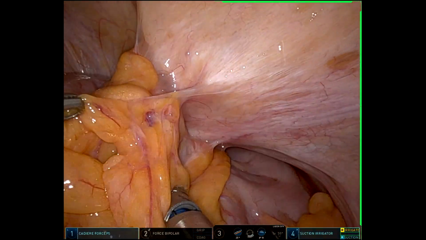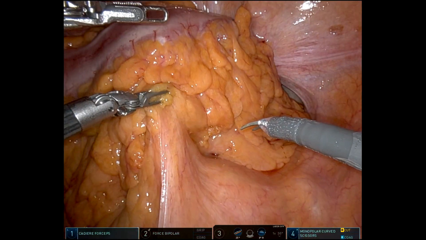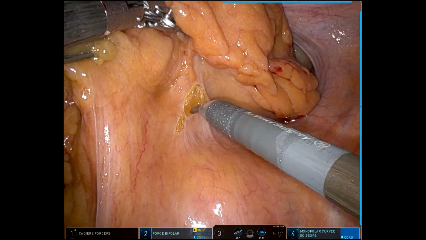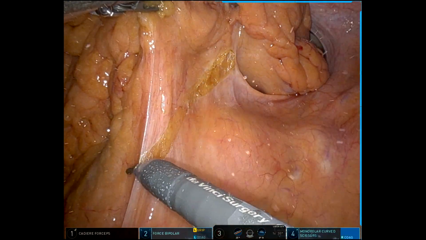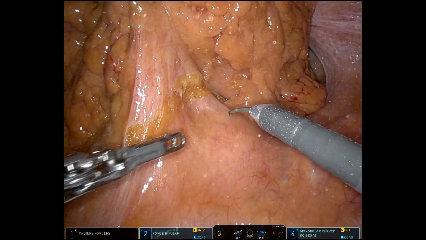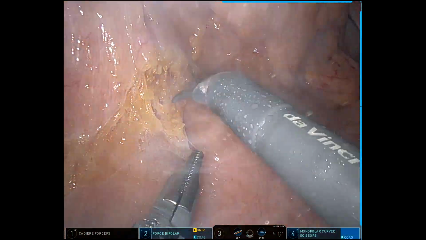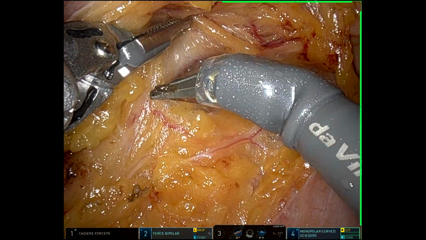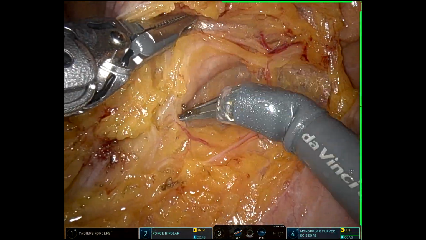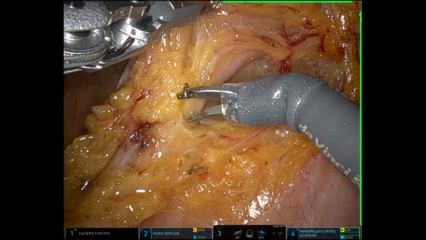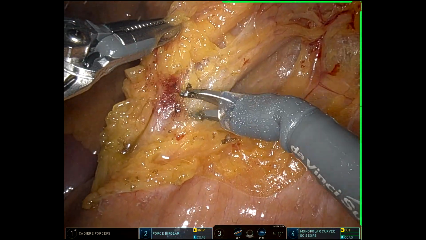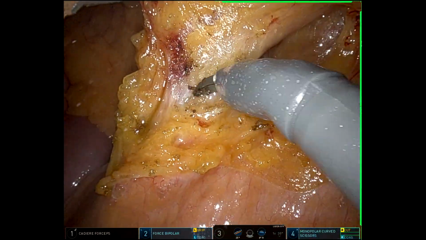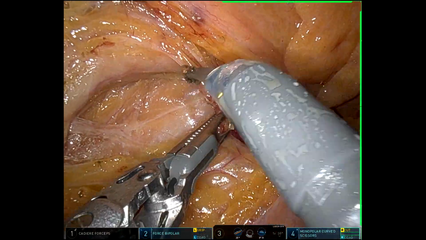Hello, I'm sharing a sigmoid resection for presumed diverticular disease and a colovesicular fistula. This is in an individual who never knowingly had any episodes of diverticulitis. Interestingly, the patient, for different reasons, has renal failure and is on dialysis, so noted no urinary changes, but was getting infections, cystitis.